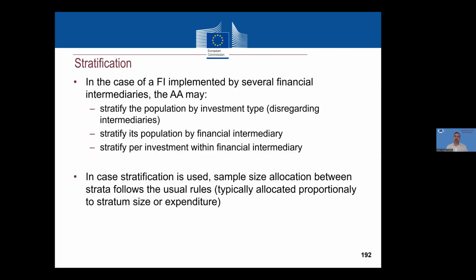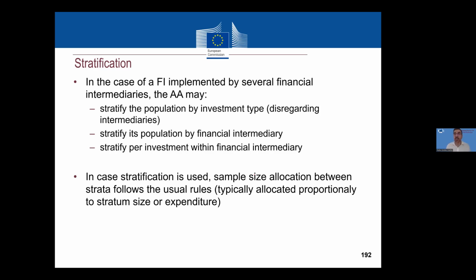Also, in terms of stratification, if you have a financial instrument that is implemented by several intermediaries, you may stratify the population by investment type, as we have seen, fully disregarding these intermediaries, or you can stratify the population by financial intermediary, or you can even do a mix of both, and you can stratify per investment within the financial beneficiary. That's up to you.